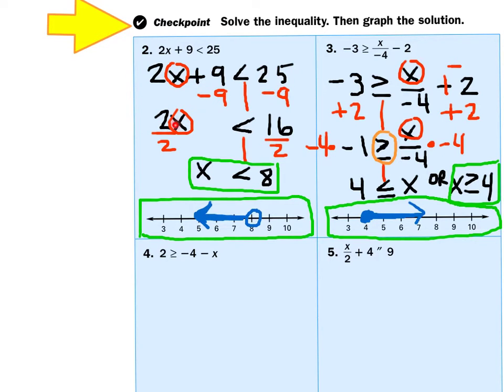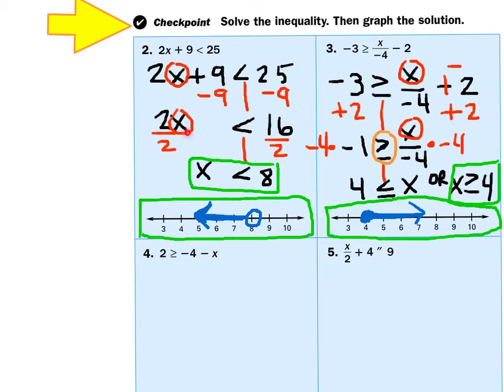So I'm going to bring the 2x down. Positive 9 plus negative 9 destroy each other. They make a 0 and disappear. I drop the inequality symbol straight down, and then 25 plus negative 9 made 16. Okay, now I have 2x is less than 16.